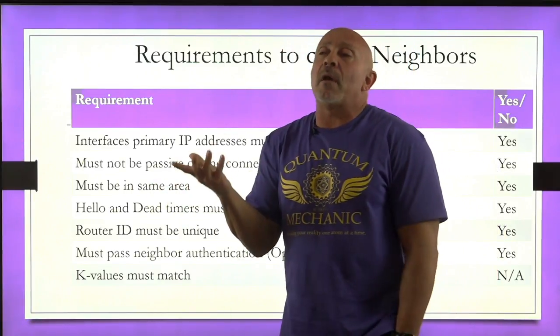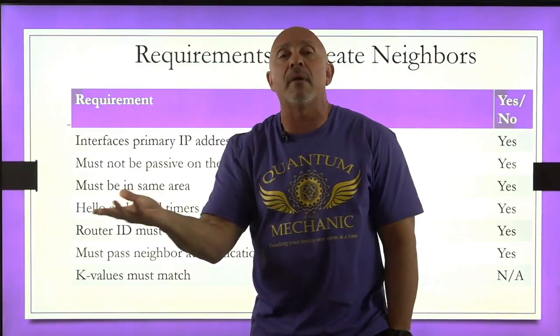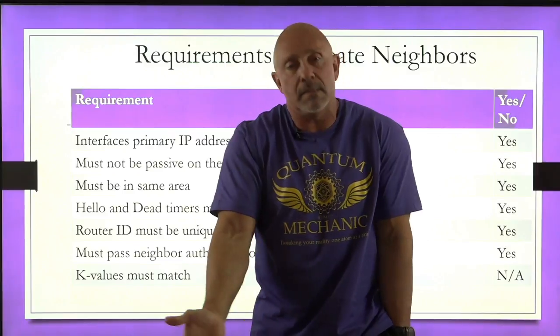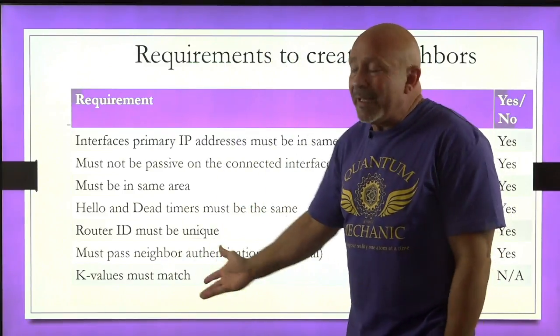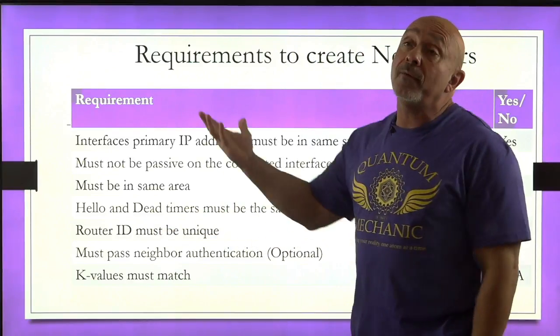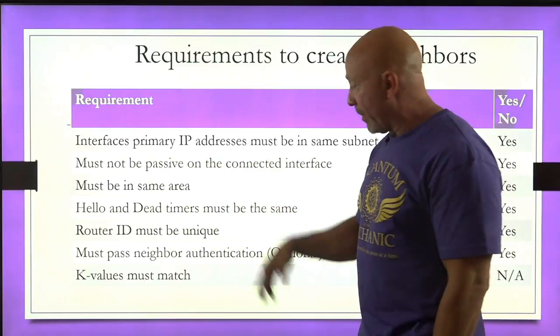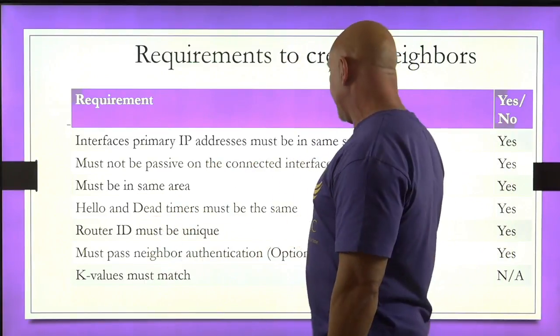The router ID must be unique. Every router ID, and what is a router ID? It identifies a router's name. The router ID is a router's name in an IP address format. That's what the router ID is. Okay, so it will always be unique because everybody has a unique IP address. Must pass neighbor authentication if you have it, and we will, so it has to pass. And K values, that's only in EIGRP, so it has nothing to do with it here.